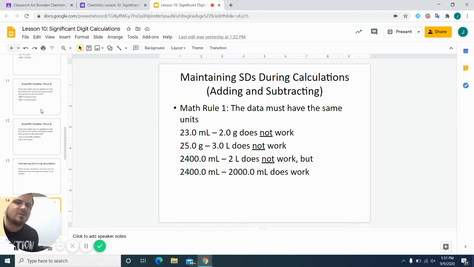Rule number 1 applies to adding and subtracting. So when you add and subtract, the data has to have the same units. You can't add milliliters and subtract grams. Makes no sense. You can't add grams and subtract liters. So when you add and subtract, you have to have the same units. Sometimes that means you might have to convert.